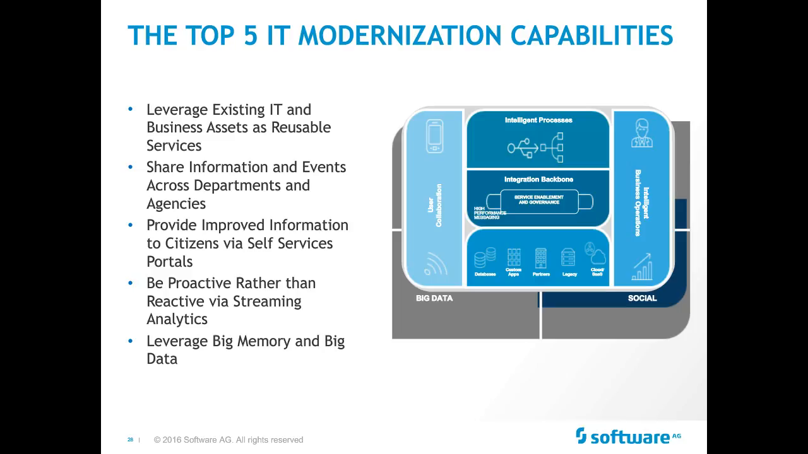The next thing you need to be able to do is to provide improved information to citizens via self-service portals, whether those be delivered by the agencies, by the departments themselves, or exposed out as APIs so that other private entities can leverage those and provide those services.